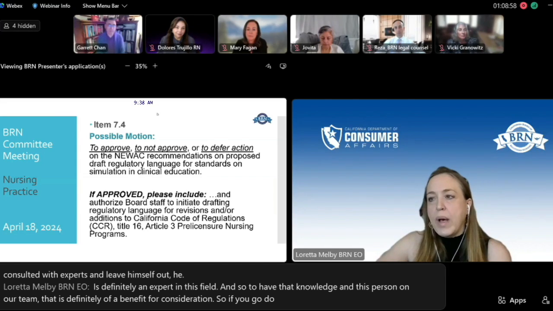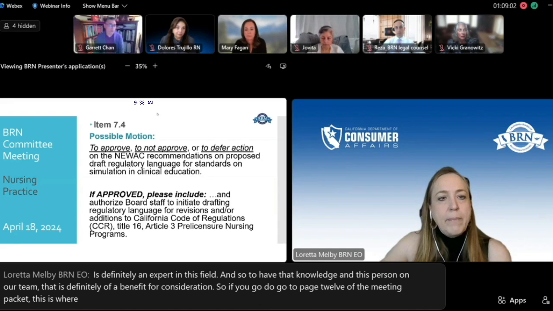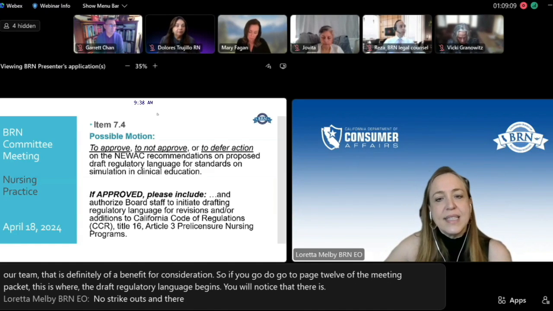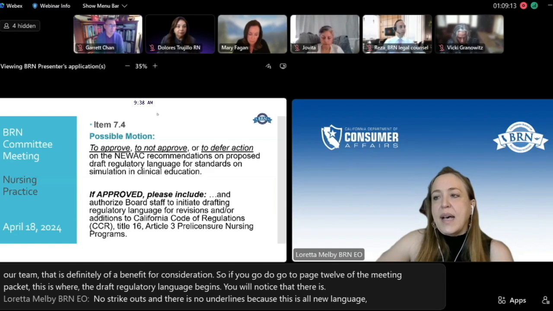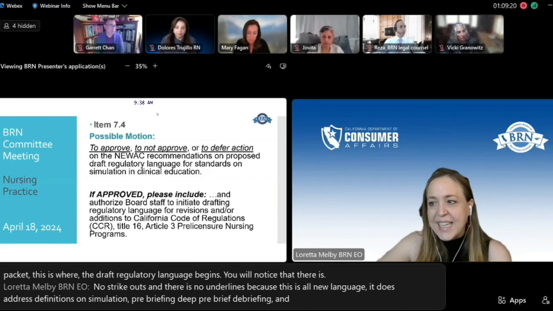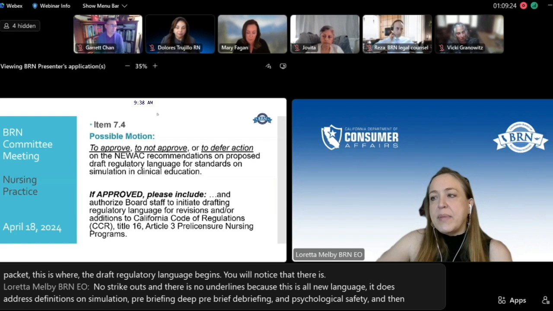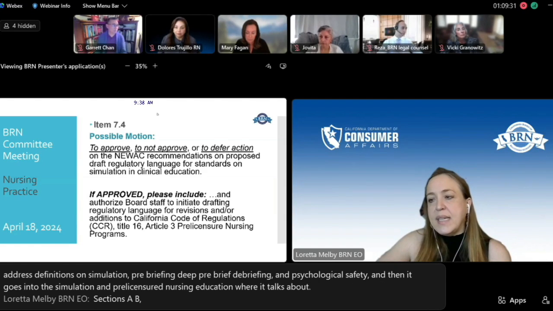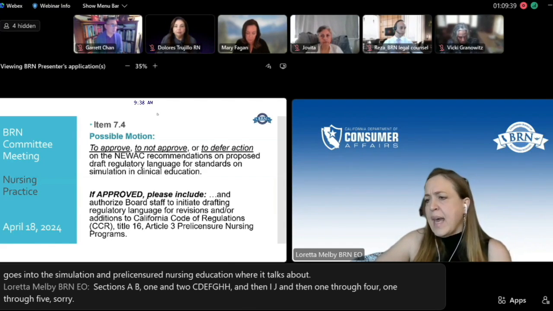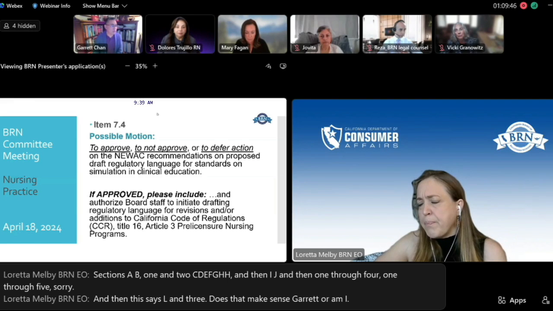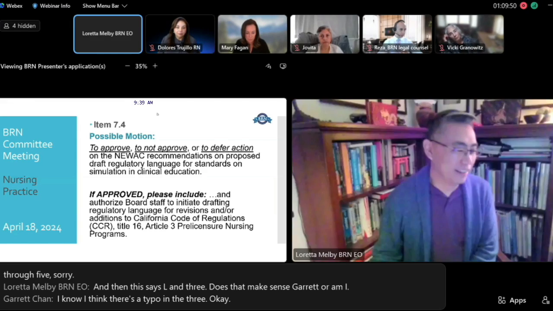So if you go to page 12 of the meeting packet, this is where the draft regulatory language begins. You will notice that there are no strikeouts and no underlines because this is all new language. It does address definitions on simulation, pre-briefing, debriefing, and psychological safety. And then it goes into simulation in pre-licensure nursing education, where it talks about sections A, B, 1 and 2, C, D, E, F, G, H, and then I, J, and then 1 through 5, sorry. K, and then this is L and 3. Does that make sense, Garrett? Or is that a typo? I think there's a typo in the 3. Okay. And so that should be an M?